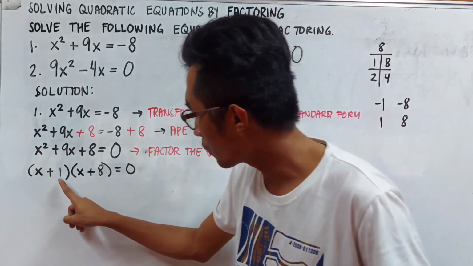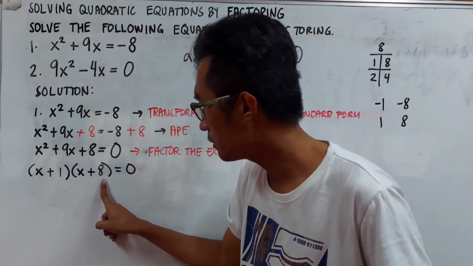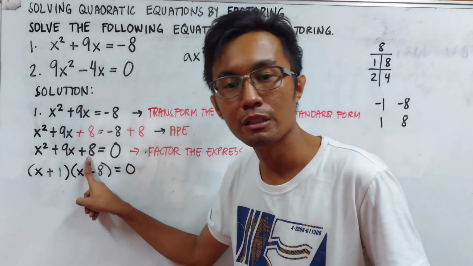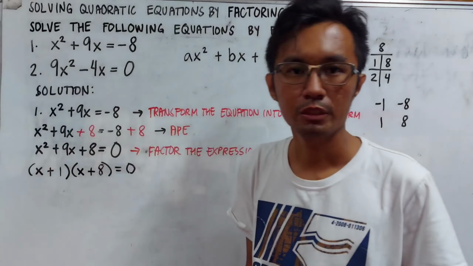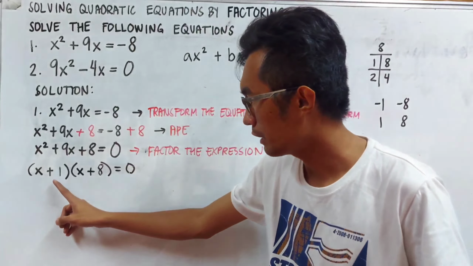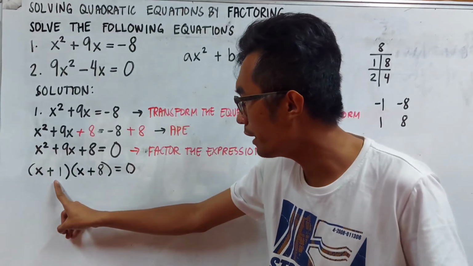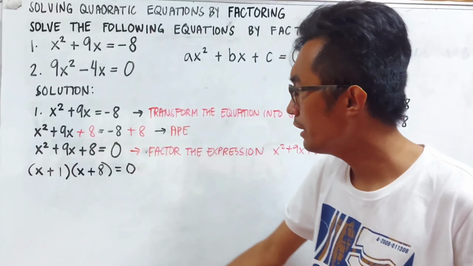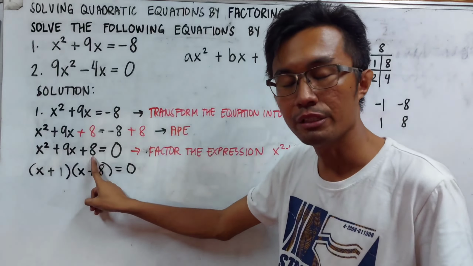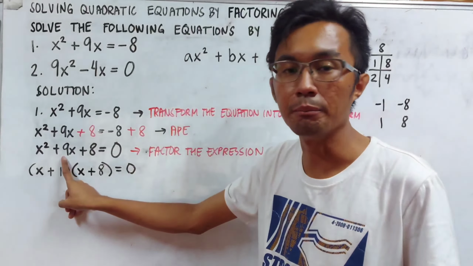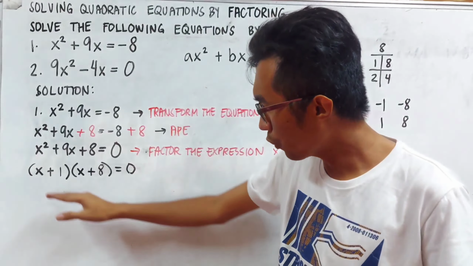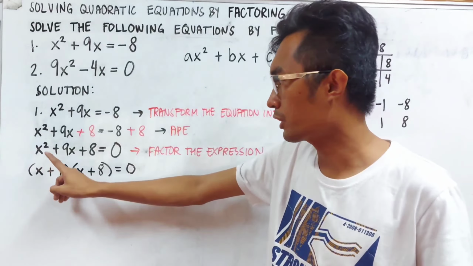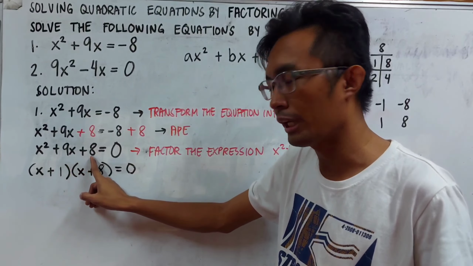Okay. Tignan natin. 1 times 8. We have positive 8. Tama. This is the product. Next. Ipag-add naman natin. 1 plus 8. We have 9. Again, this is the product, this is the sum. So, nakuha na natin yung factors ni x squared plus 9x plus 8.